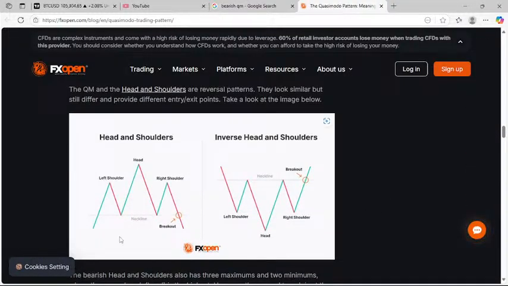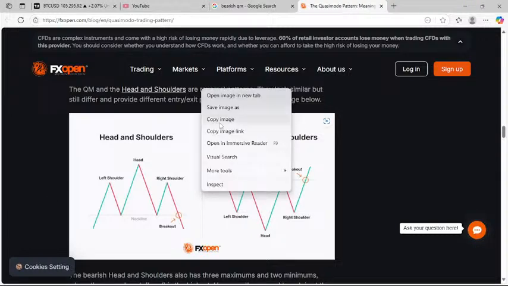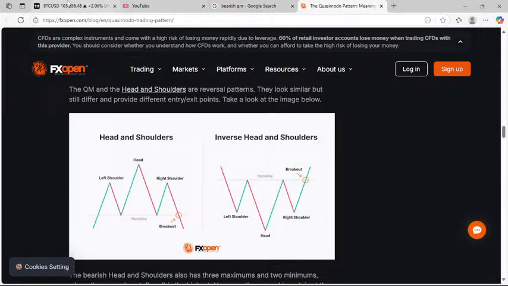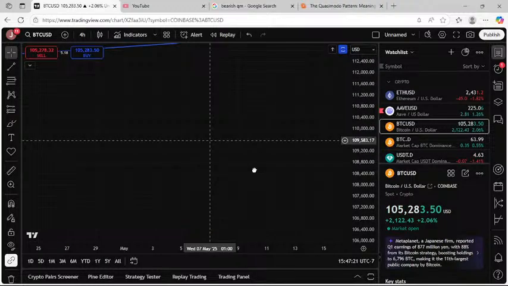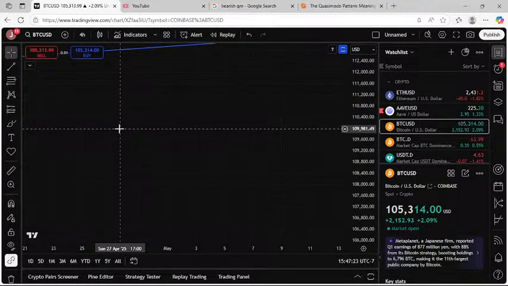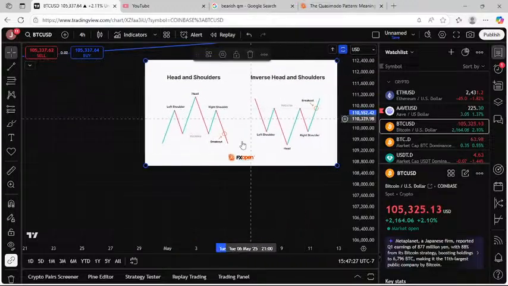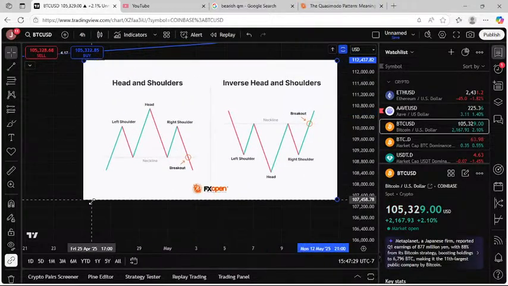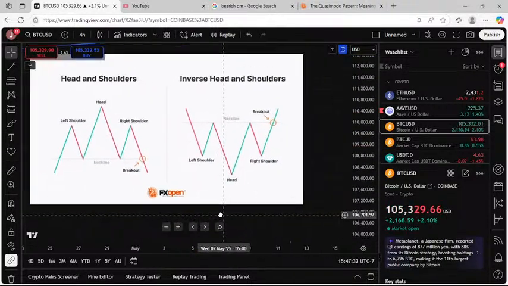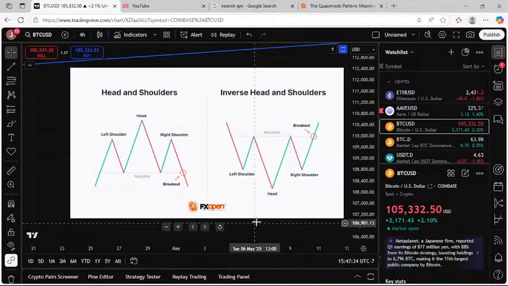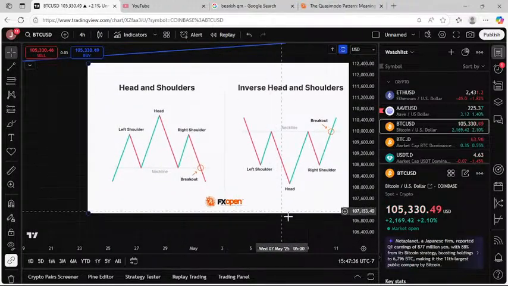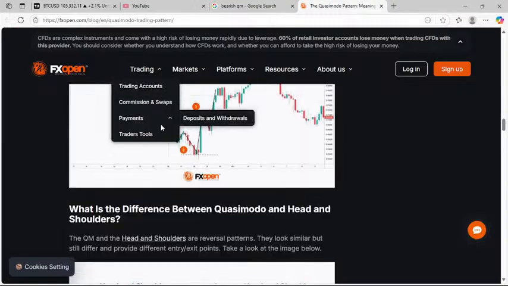All right, so when you form a head and shoulders pattern, you know what? Let me just copy this and paste that there. There we go. This way I can draw on it. I remember I used to confuse these two all the time as well. So you have your head and shoulders patterns, and let me get the Quasimodos.